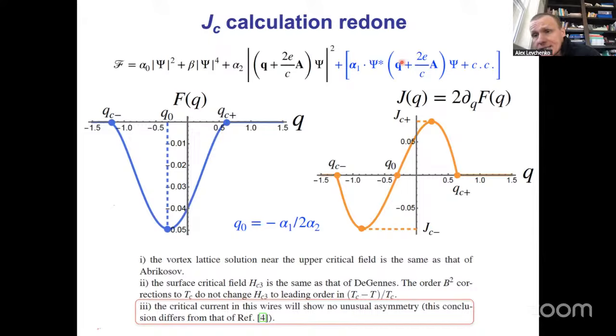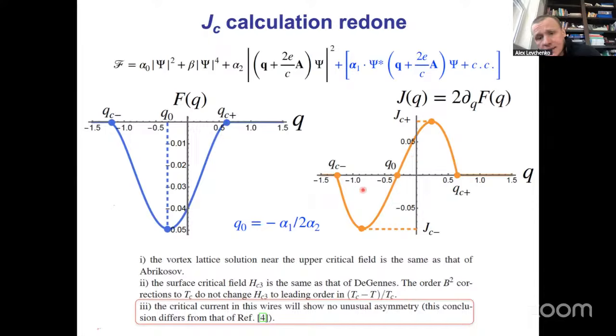All it does is simply shift the free energy profile to a particular new minimum, which is realized at this collective Cooper pair momentum Q naught, the helical wave vector. But it doesn't change the critical values at which the sign of the free energy changes. Okay, so for this reason, the whole shape remains the same. It's just a shift of the position of the minimum.